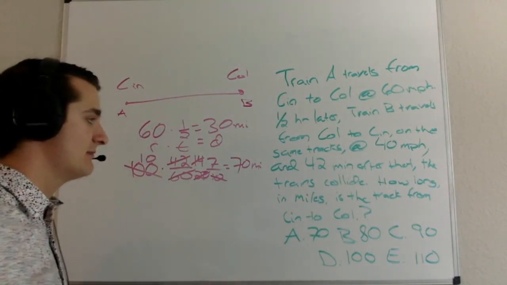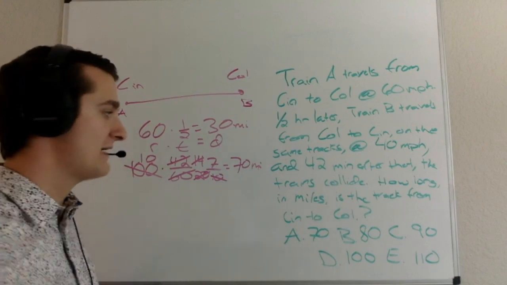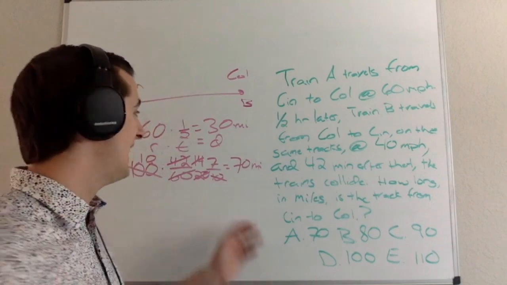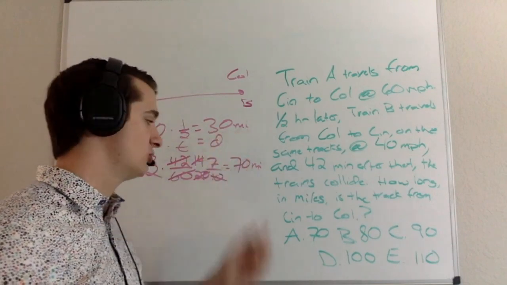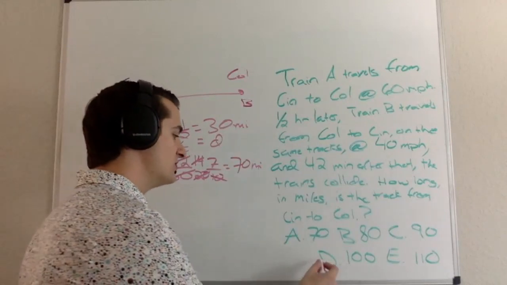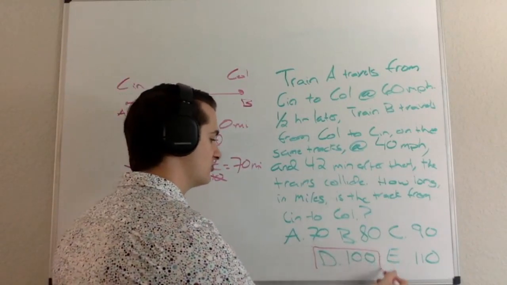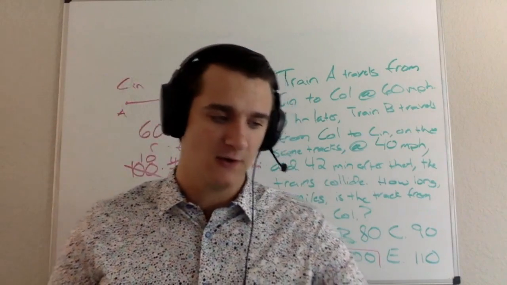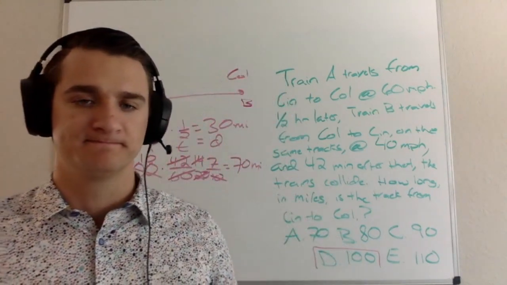Now, I'm going to remember that I'm asked how long the track stretches from Cincinnati towards Columbus. And so I'm going to have to add back on this initial 30 miles, and 30 plus 70 is going to give me 100 miles, which is going to get me to answer choice letter D right here. And so it's going to be 100 miles.